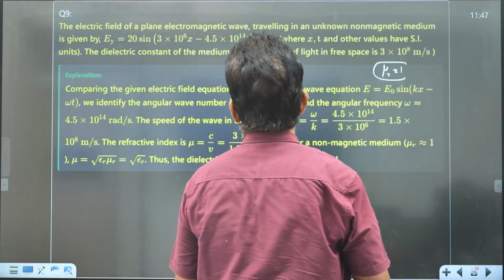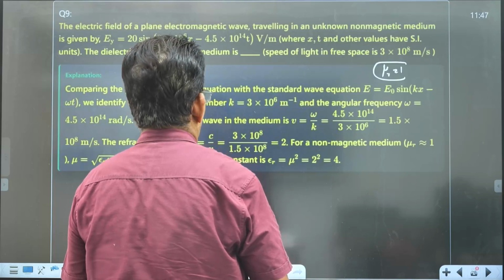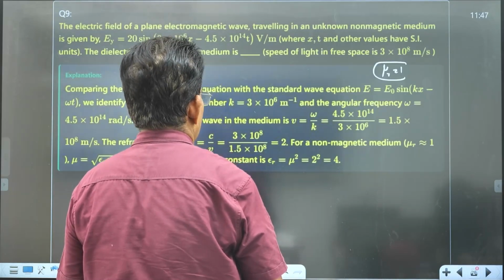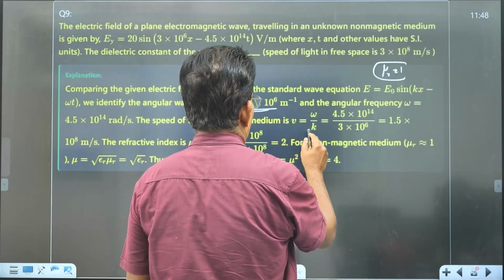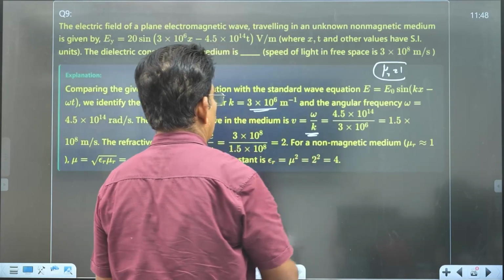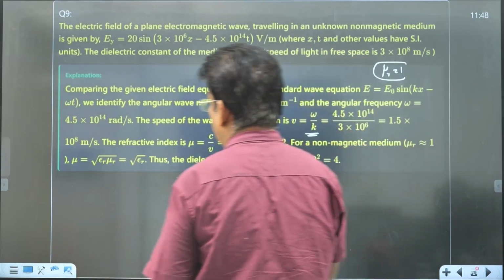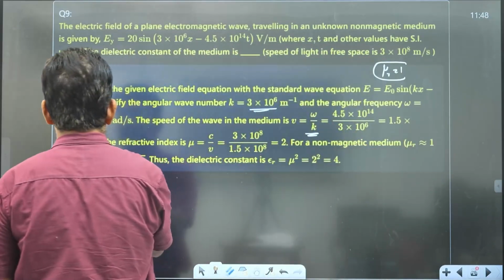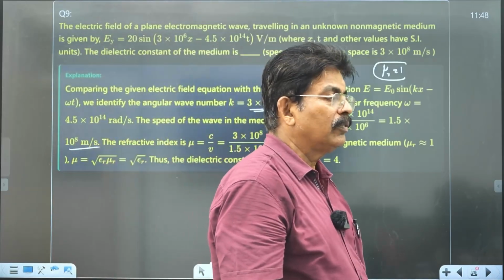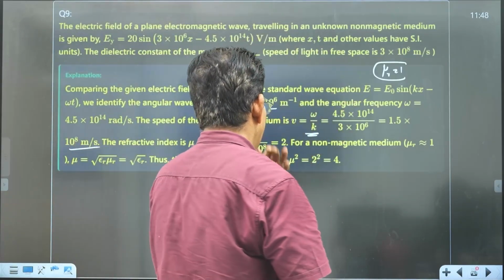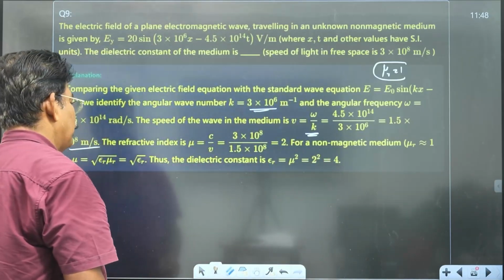Okay. Now, this is the medium, so we can calculate the speed in the medium. Using the coefficient of t by coefficient of x, omega by k, from the wave equation, we can calculate the speed of electromagnetic waves in that medium. It is omega by k, which comes to be 1.5 into 10 to the power of 8 meter per second.